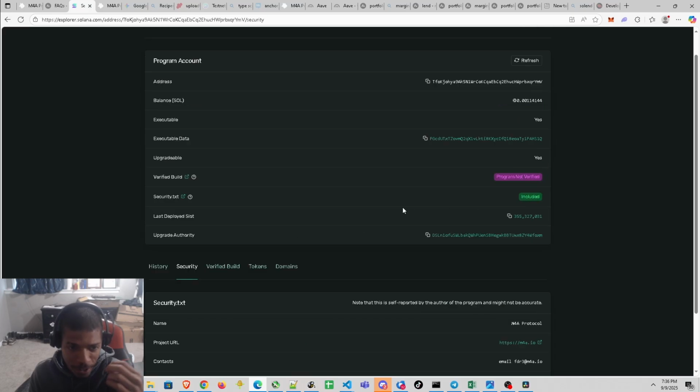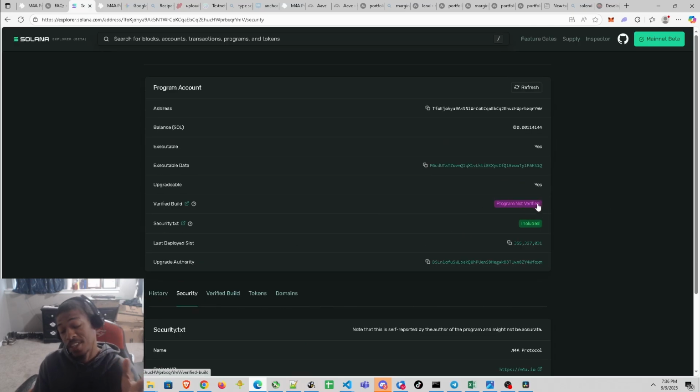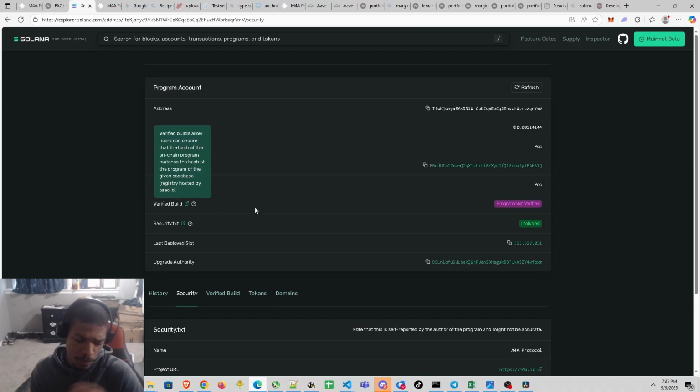Yeah, security text, not important. But anyway, the important things, right? The important things that you should look for when looking at a contract's ID is it a verified build? Mine is not. And is it upgradable? And mine is also upgradable. If a contract is upgradable, that means that someone can change the contract later on and potentially screw you over if they're untrustworthy. And the verified build is a way to verify that this repository is where the code came from. Like, they have the same hash.